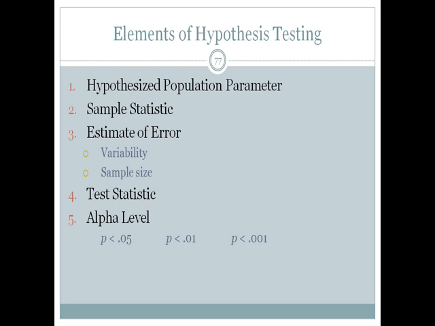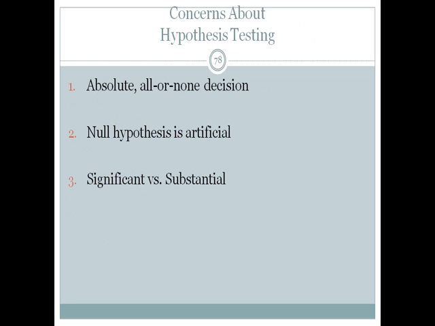Like I said before, there are some concerns about the hypothesis testing approach. One is that when we make a decision, it's either reject the null hypothesis or fail to reject the null hypothesis. It's an absolute, all or none decision. There is no middle ground here. The second concern is that the null hypothesis is artificial. We select the alpha level that leads to the acceptance or rejection of the null hypothesis. So it's kind of controlled from the outside. It's not reflected on a real difference.